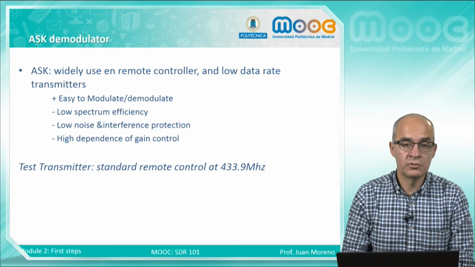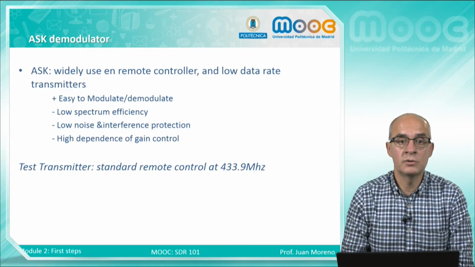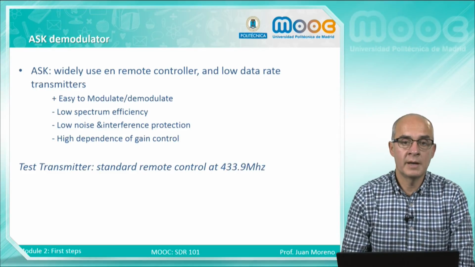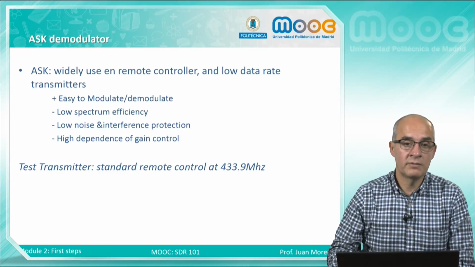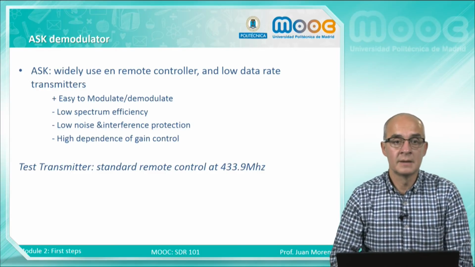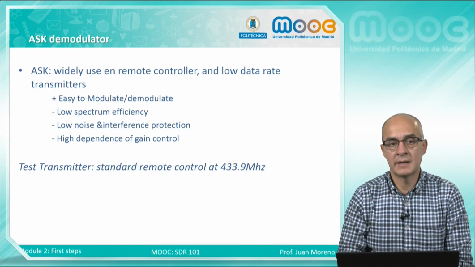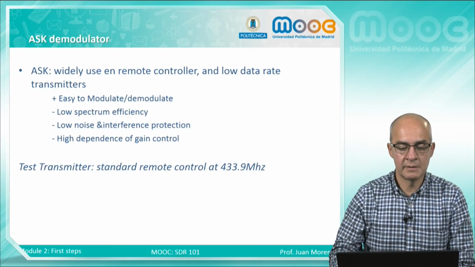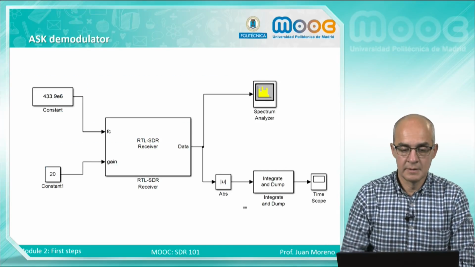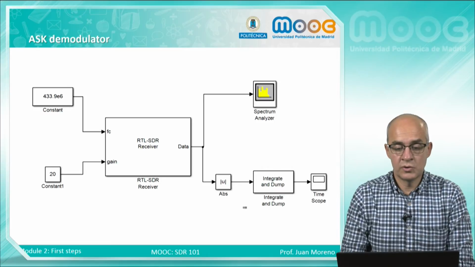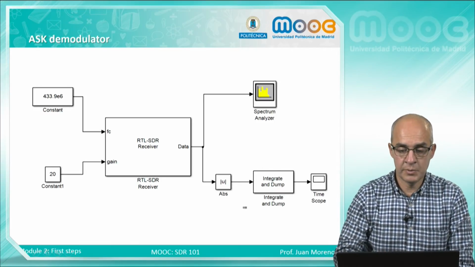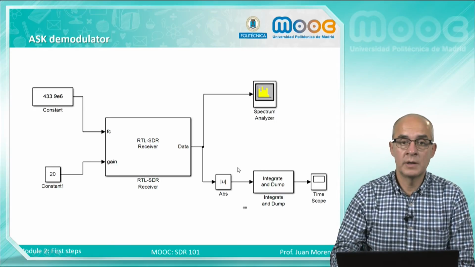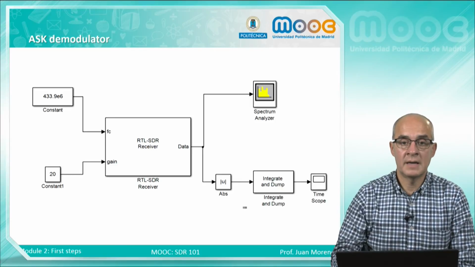We have chosen ASK because it's widely used for remote controls, and everybody has a remote control at home, and we use them as test transmitters. One of the disadvantages of the RTL is that it only receives signals, so we need an external transmitter. And we showed you some examples where you use the RTL with different processes and how different it is to do the modulation in this radio software than in analog circuits.